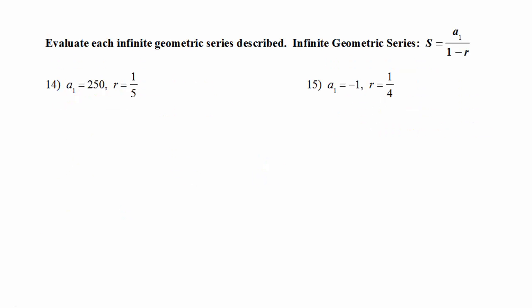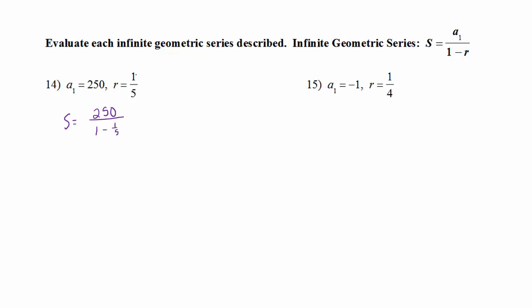Now that we know that, it says on 14 and 15 to evaluate the infinite geometric series that's described, and then it gives us the formula, which is a pretty easy formula to use. S equals, and since it doesn't say that it may not exist, then we can trust that it exists. And we also know because r is less than 1. So 250 over 1 minus 1/5 is the first one, and so we do 250 divided by 1 minus 1/5.